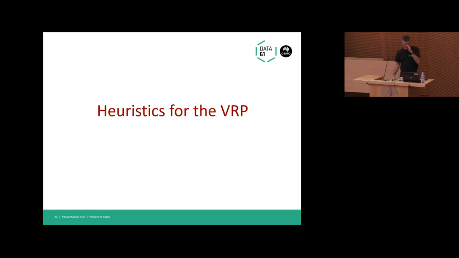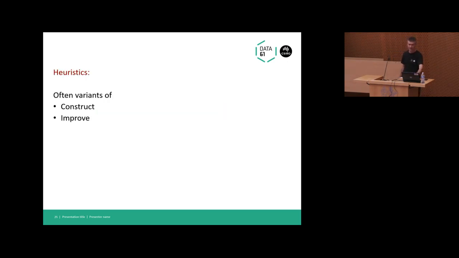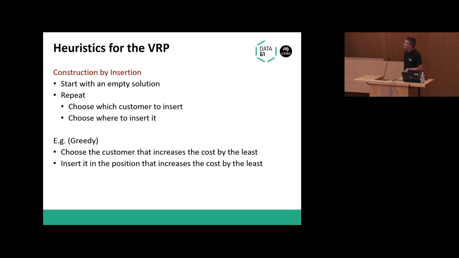Okay, so that's the other exact technique. Constraint programming, we'll come back to that later. We'll jump into some heuristics. Usually it's some variant of construct and improve. So the easiest way to construct a solution is by insertion. You just start with an empty route and you choose a customer, stick it into the route. Choose another customer, work out where to put it in and stick it in that position, and repeat until you've got where you want to go.